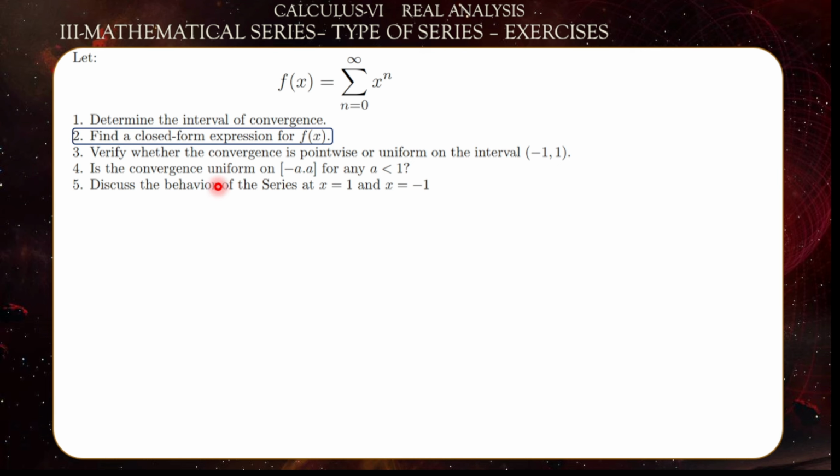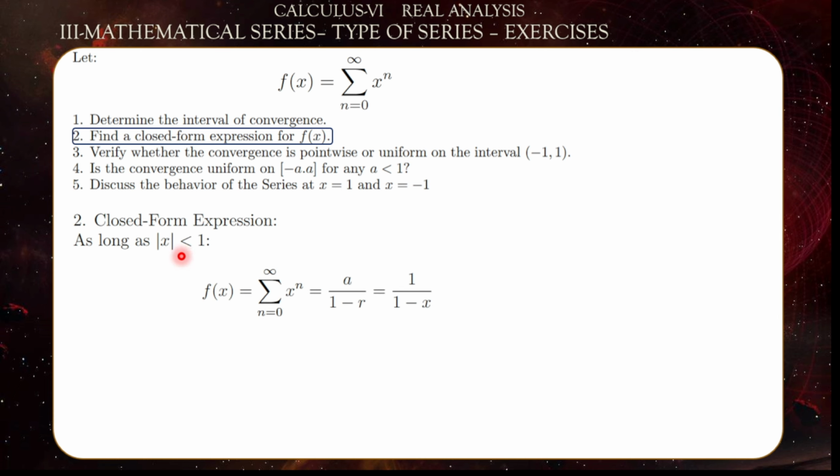Second question, find a closed form expression for f(x). Let's say f(x) is convergent. What would be the form or the sum for f(x), the value? It would be equal to a divided by 1 minus r. In such a case, a is equal to 1 and r is x, so 1 divided by 1 minus x. Let's check it out. So closed form expression, as long as x in absolute value is less than 1, f(x) is equal to sigma from n equals 0 to infinity, x to the power of n, equal to a divided by 1 minus r, or equal to 1 divided by 1 minus x.